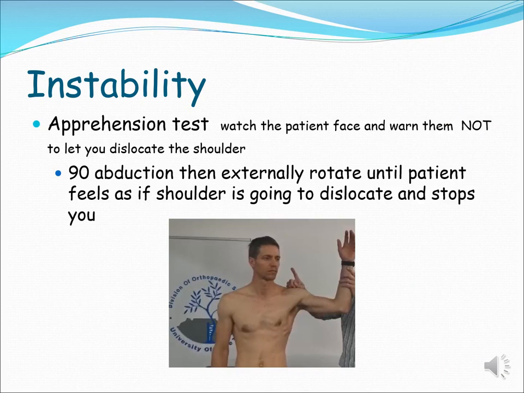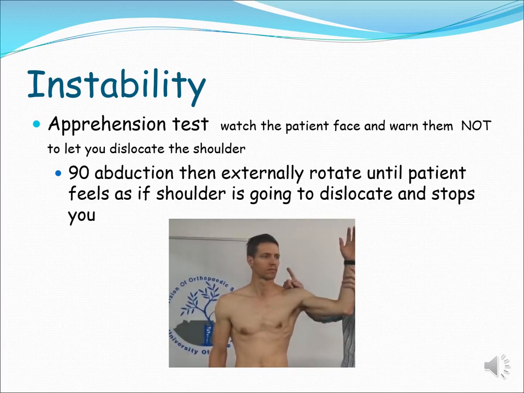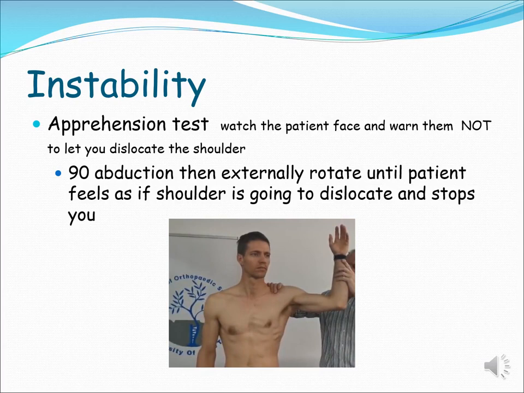The apprehension test is to test for anterior or anterior inferior instability. You must warn the patient that they must not let you dislocate their shoulder, and you must watch their face to see if they are getting any pain or discomfort. The arm is held in 90 degrees of abduction and then externally rotated gently until the patient feels as if the shoulder is going to dislocate. This video highlights what I've just said. Watch the patient's face, stabilize the scapula, abduct the arm to 90 degrees and gently externally rotate until they feel the shoulder is going to dislocate.